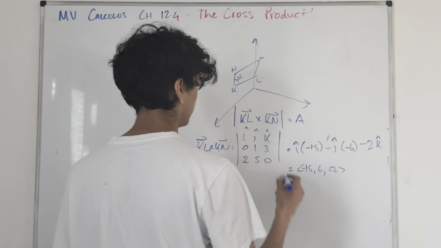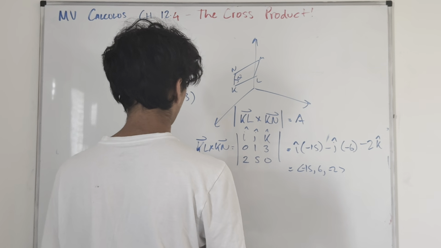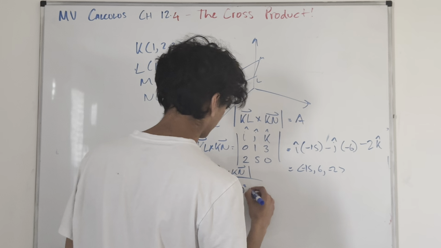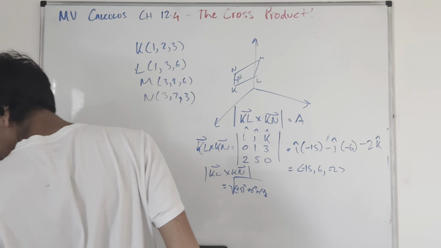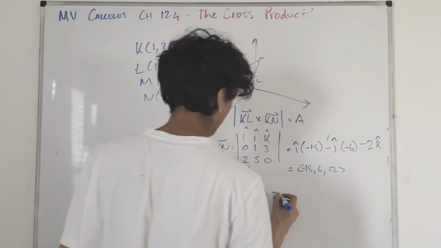So to find the magnitude of KL cross KN, I'm just using my magnitude formula. So the square root of 15 squared, or negative 15 squared, but it won't make a difference, plus 6 squared plus negative 2 squared. Oh, I do end up getting the same thing. That's cool how the math works out.